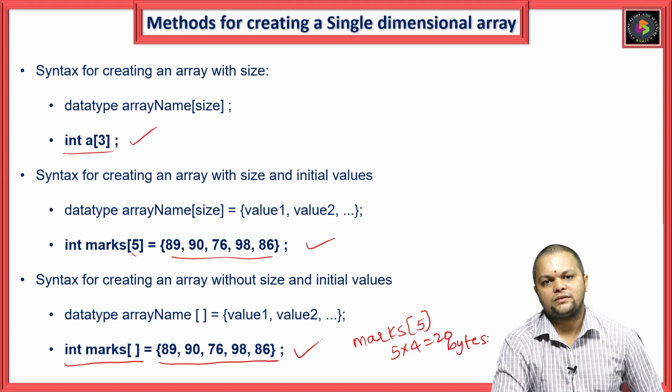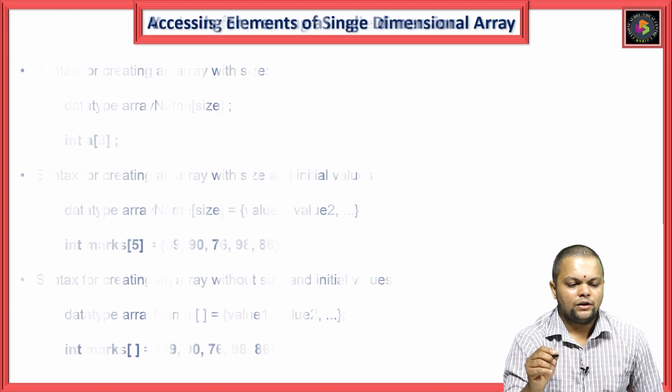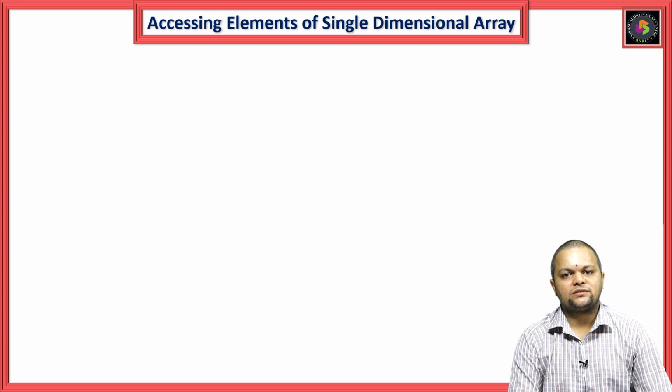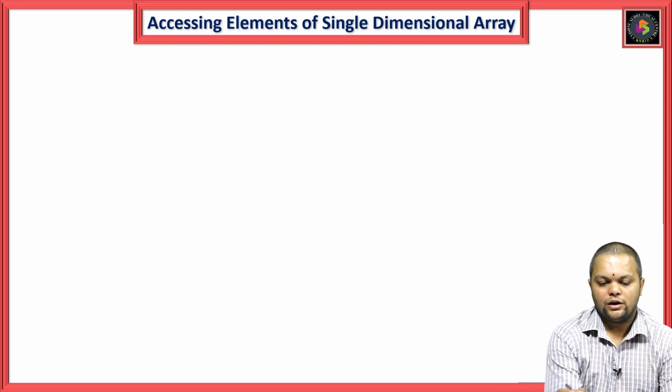It depends on the compiler. Size depends on your compiler. So, accessing elements in a single dimensional array. How can we access elements in a single dimensional array? You can see it here.